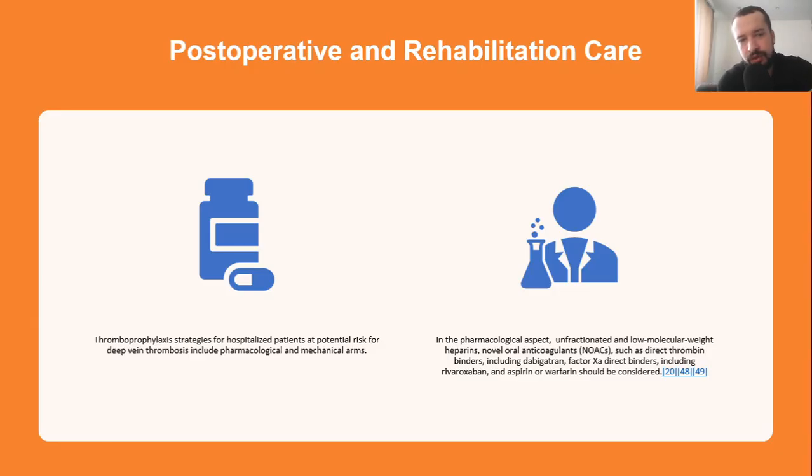Postoperative and rehabilitation care. Thromboprophylaxis strategies for hospitalized patients at potential risk for deep vein thrombosis include pharmacological and mechanical arms. In the pharmacological aspect, unfractionated and low molecular weight heparins, novel oral anticoagulants such as direct thrombin inhibitors including dabigatran, factor Xa direct inhibitors including rivaroxaban, and aspirin or warfarin should be considered.